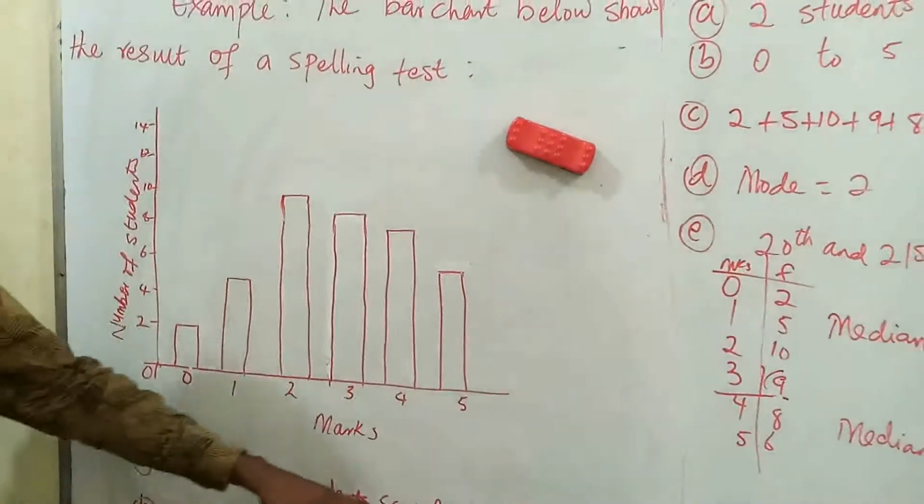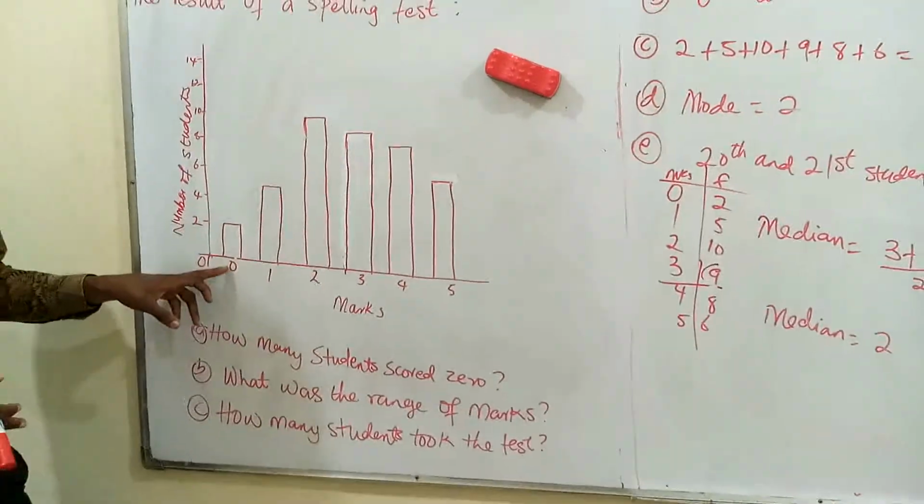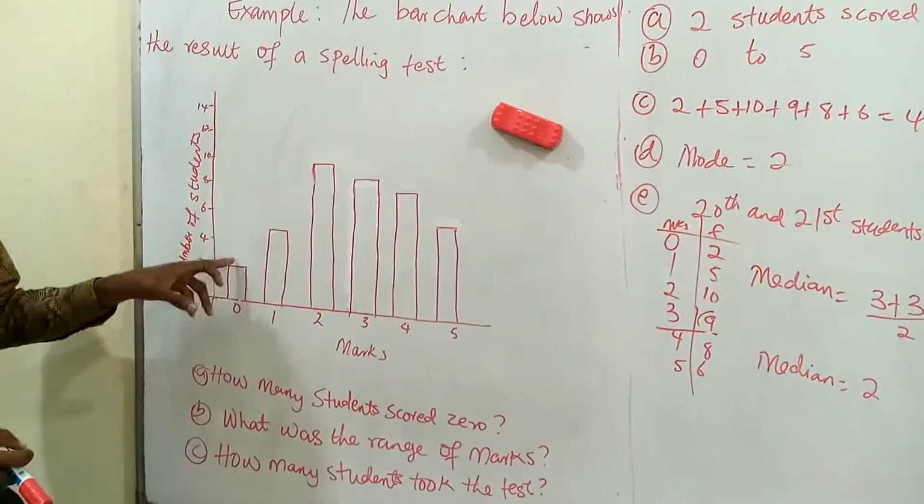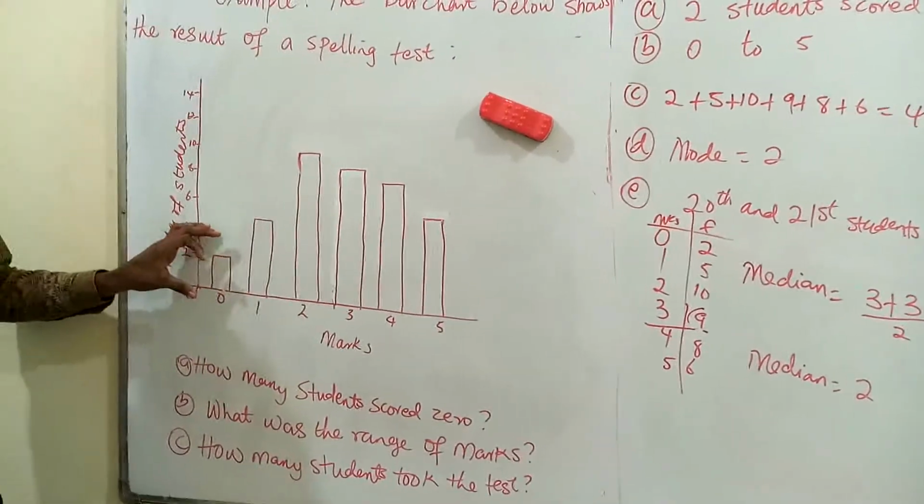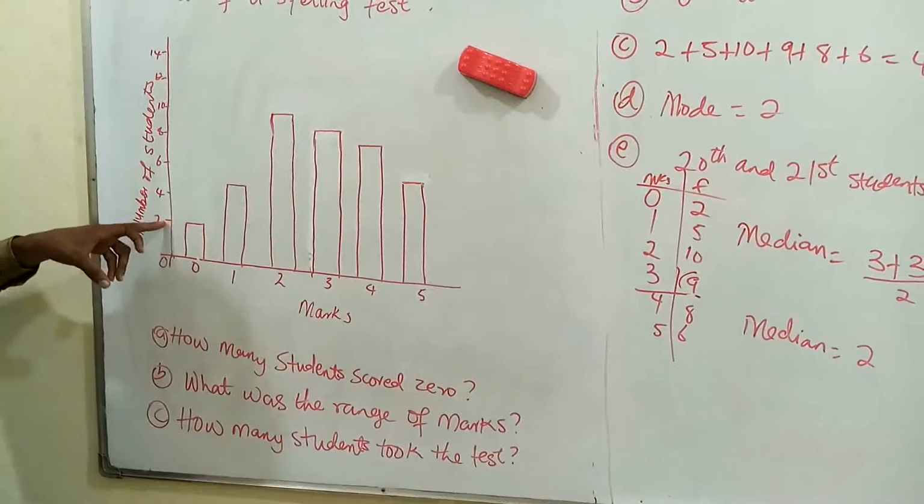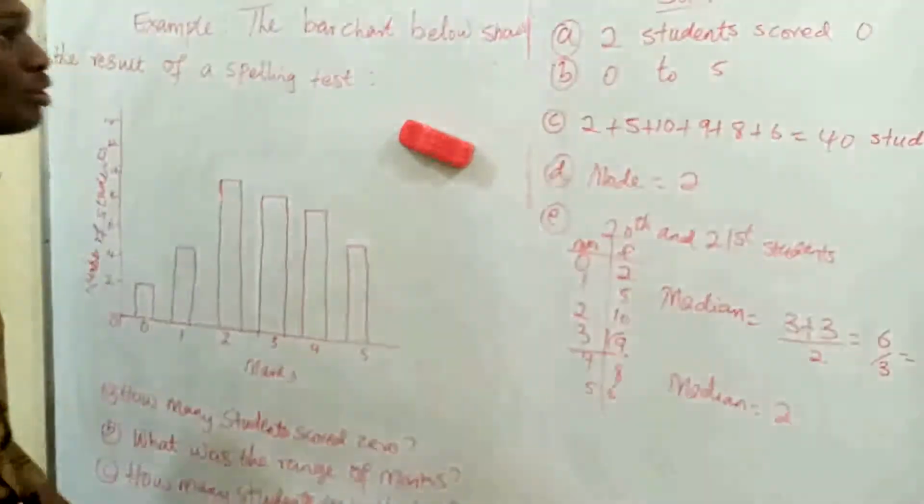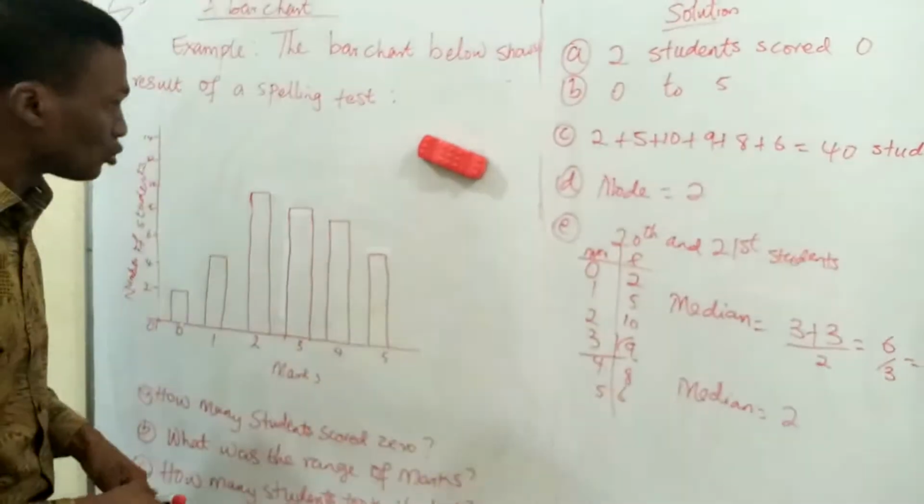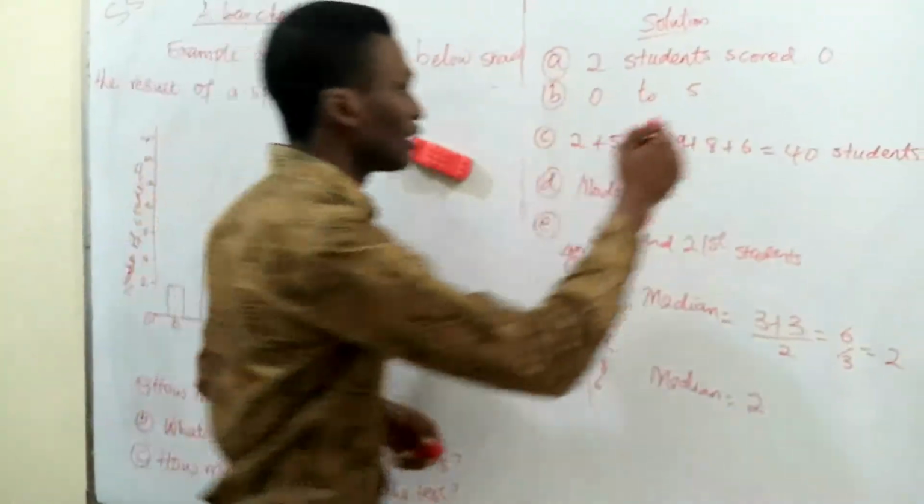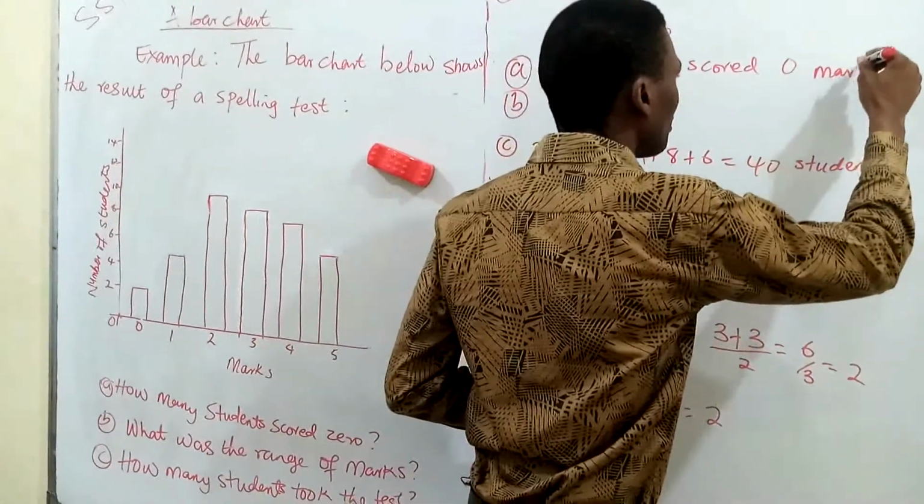How many students scored 0? We check the rectangular bar that represents 0. We see that this bar has a length of 2 because it falls under 2 for the number of students. So we have that 2 students scored 0 marks in the test.